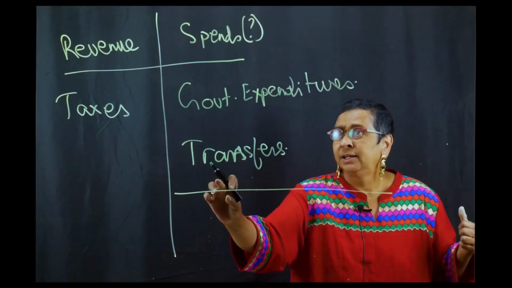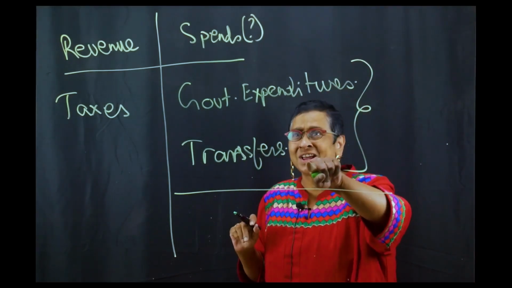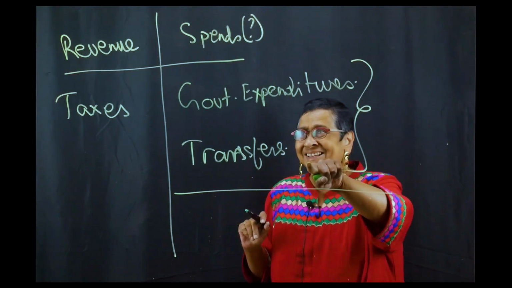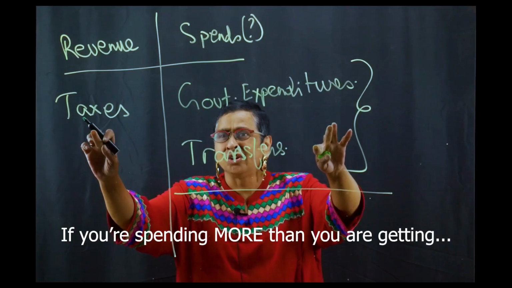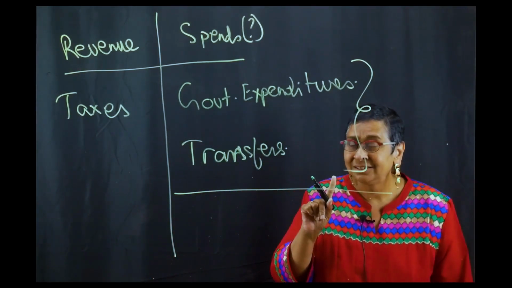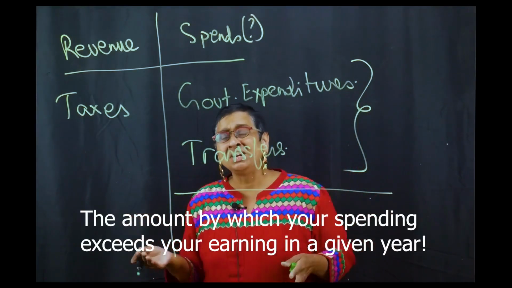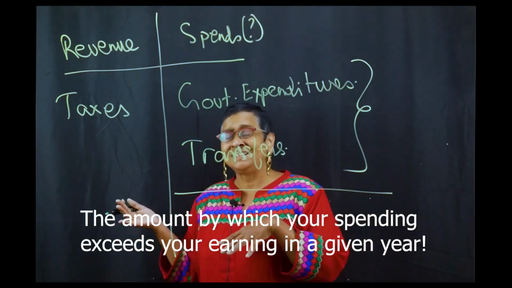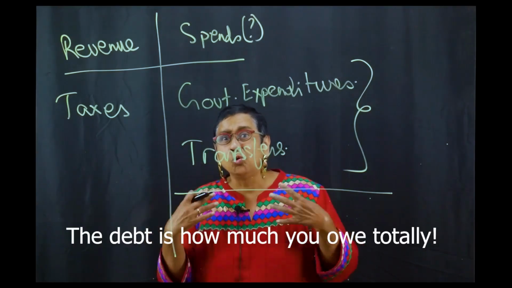And then, essentially, if your expenditures and your transfers exceed your taxes, you're spending more than you're getting. That's a deficit. It's not the debt, it's the deficit. So the deficit is the amount by which your spending exceeds your earning in a given year. The debt is how much you owe totally.